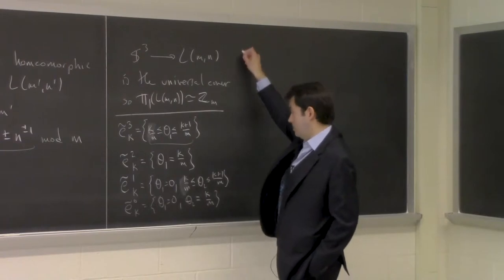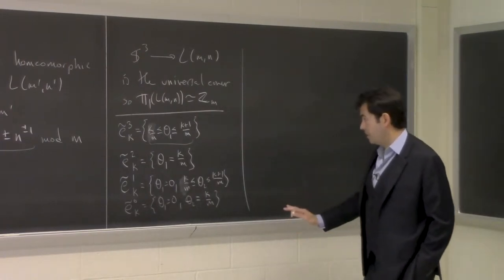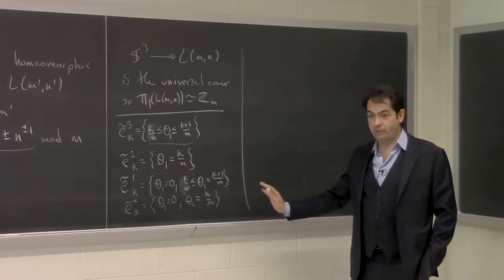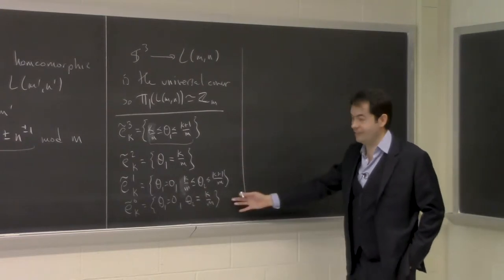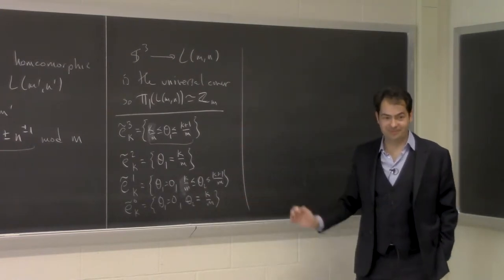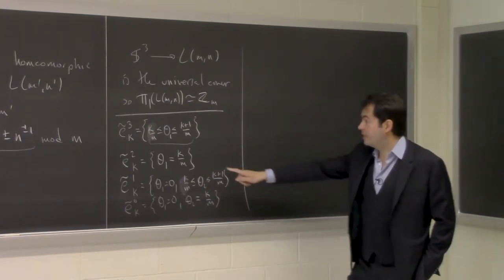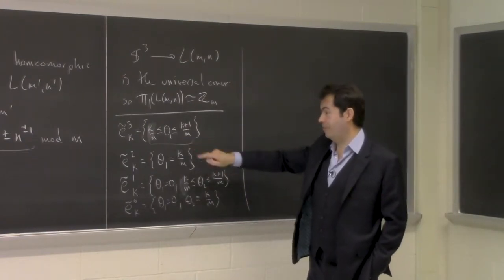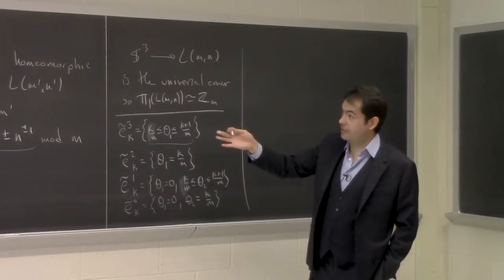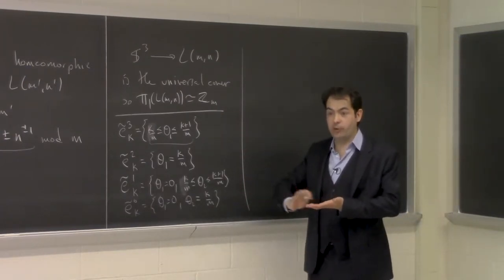OK. So given my drawing abilities, drawing a picture might confuse things. So first, let's stare at this, and then I'll try a picture. So this should make a lot of sense because the action is just rotating in the first coordinate by 1 over m, right?